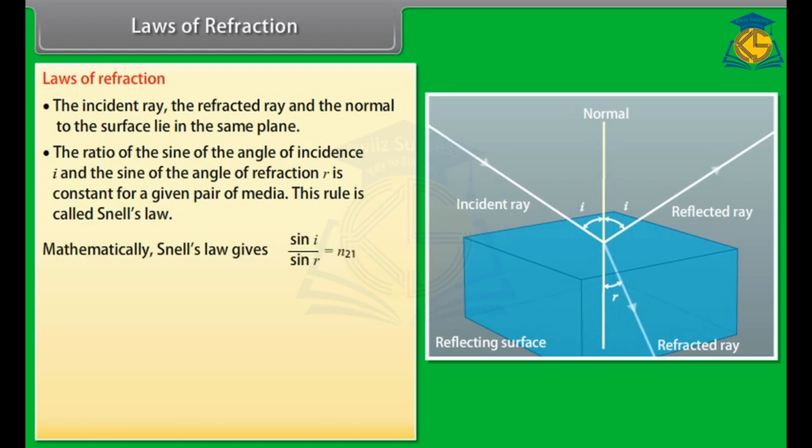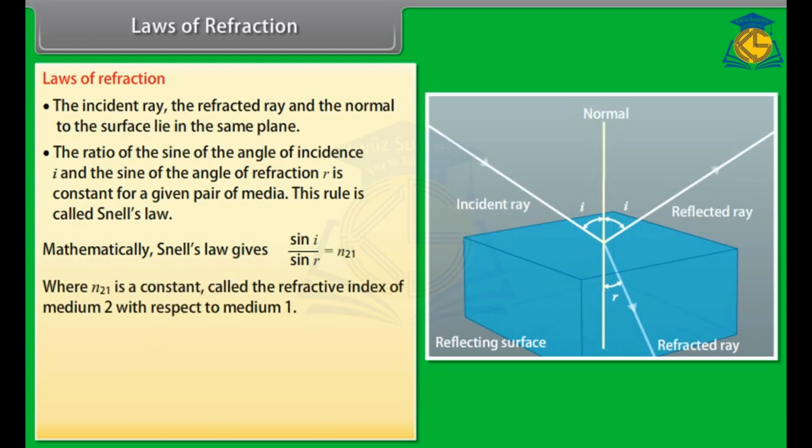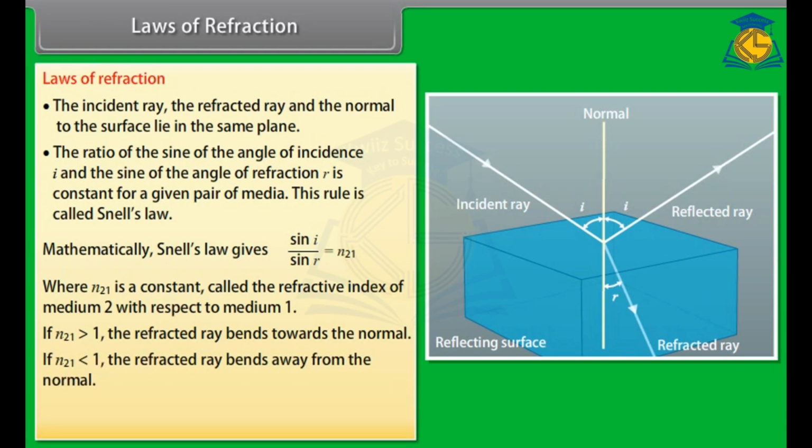Mathematically, Snell's law gives sin i by sin r is equal to n21, where n21 is a constant called the refractive index of medium 2 with respect to medium 1. If n21 is greater than 1, the refracted ray bends towards the normal. If n21 is less than 1, the refracted ray bends away from the normal. The higher the refractive index of a medium, the more optically denser it is.